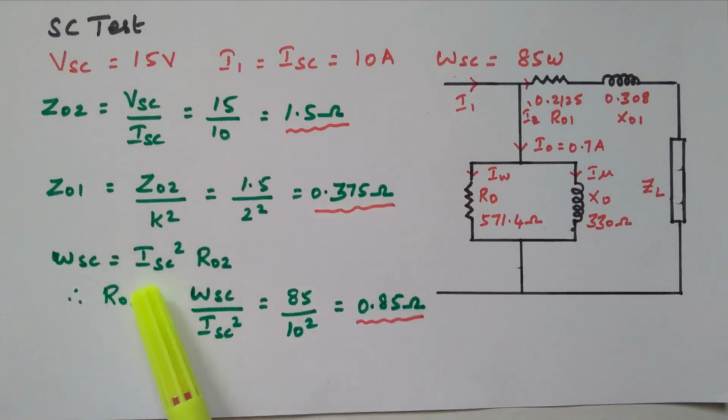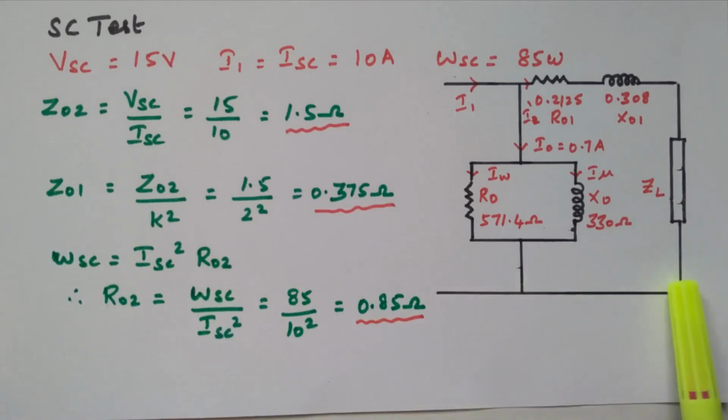Then Wsc equals Isc into R02. So the power input during the short circuit, Wsc equals Isc square into R02. So from that we can find the R02 value. R02 equals Wsc divided by Isc square, that is 85 divided by 10 square, that is 0.85 ohm. So these data are available. Now we calculated the R02 value and Z01 was already calculated.